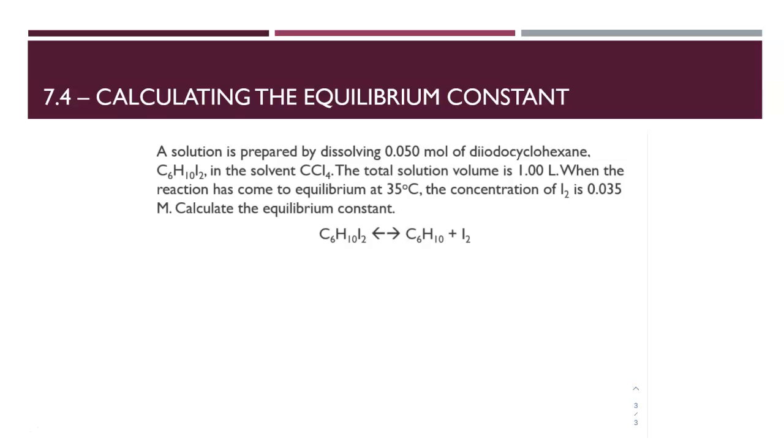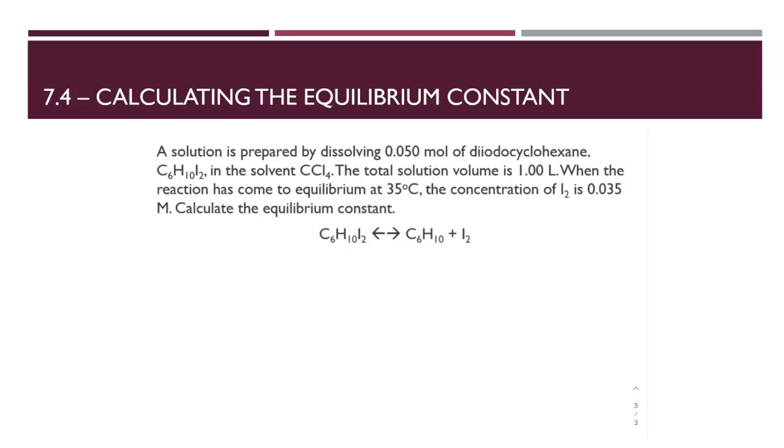We are looking at the decomposition of C6H10I2, which is diiodocyclohexane, into C6H10 and I2. And so this, we're told in the question that we dissolve 0.050 moles of our reactant in a solvent, and the total solution volume is 1 liter. So we can use that to find our concentration. Then when it comes to equilibrium, we're given the concentration of our I2 at that equilibrium, and then we want to calculate the equilibrium constant.